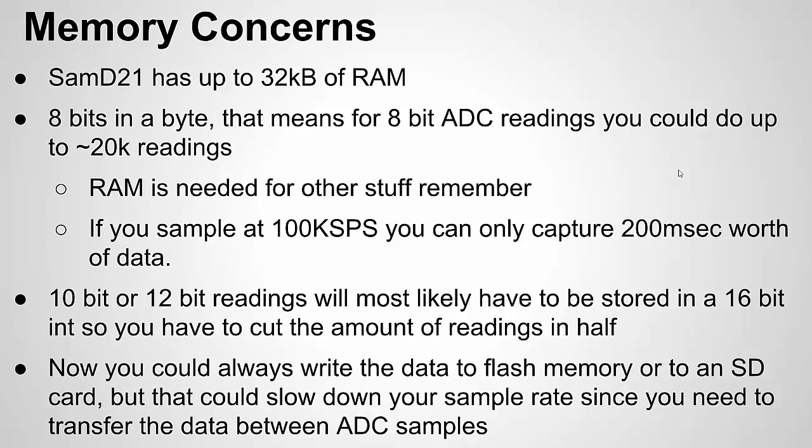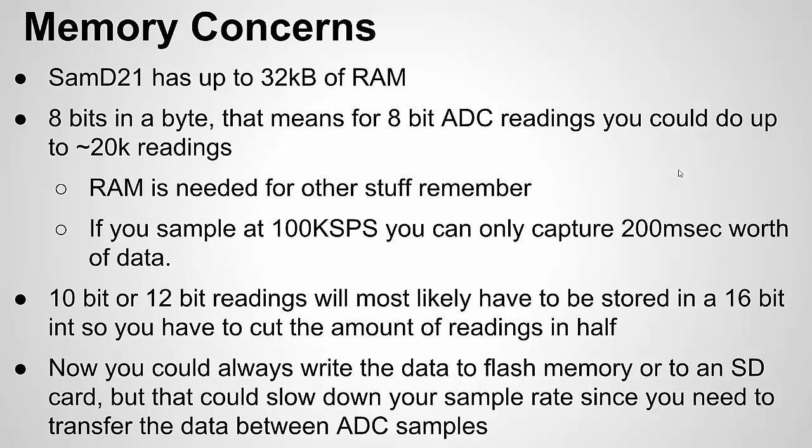Well, let's say we wanted to sample at 100 kilosamples per second. We could go up to 350 as we discussed in part 1, but let's just say 100. If we sample at 100 kilosamples per second and we can do up to 20,000 readings, that means we can capture 200 milliseconds worth of data, right? So that's not too much. Can't even capture 1 second of data at 100 kilosamples per second.